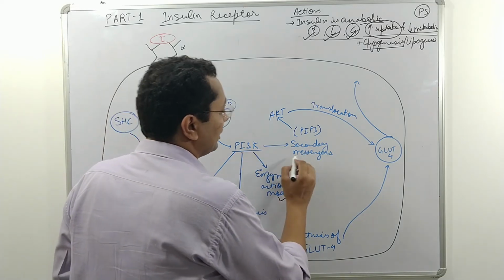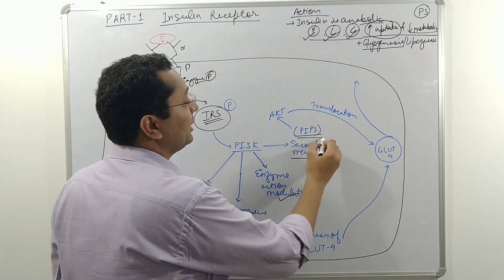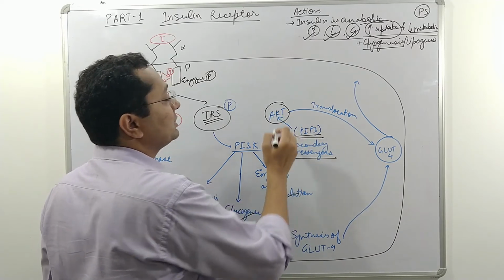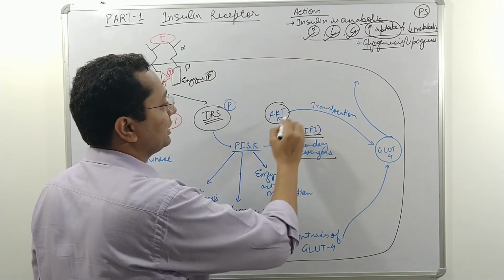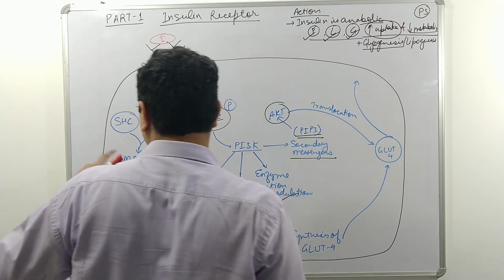Along with that, this PI3K produces the secondary messenger PIP3. Now this PIP3 stimulates this AKT pathway. That AKT pathway, I will come to that later.